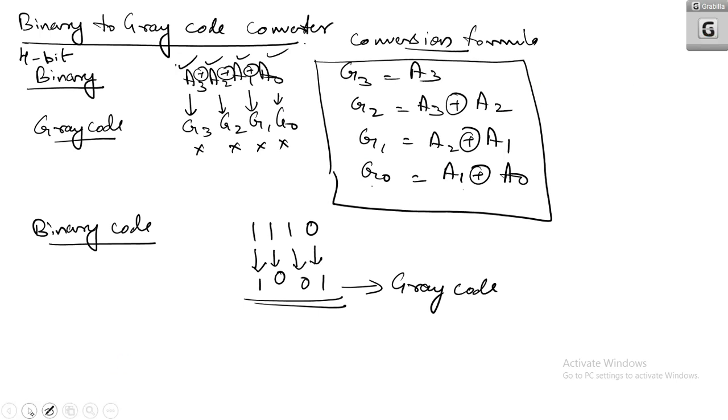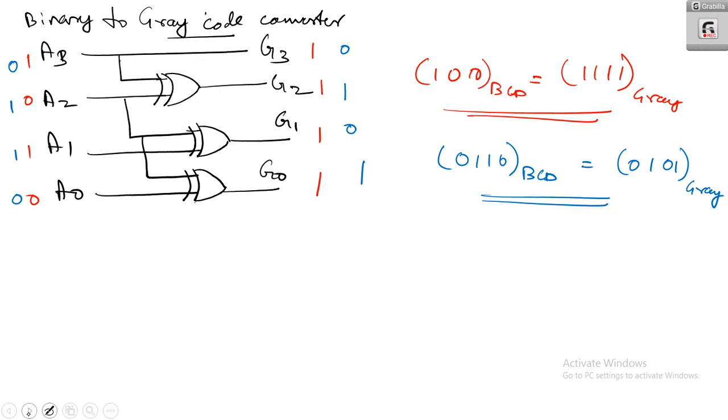Now coming to the next type of code converter, that is, I am converting gray code to binary code converter. Okay. So next one is gray to binary code converter. Gray to binary code converter.